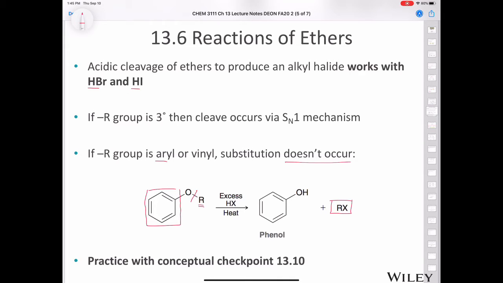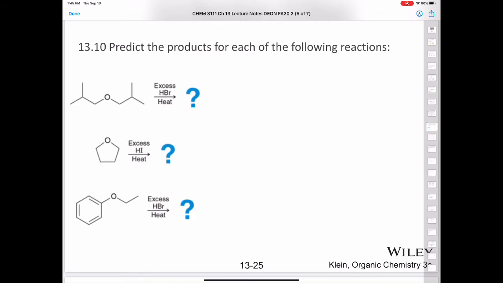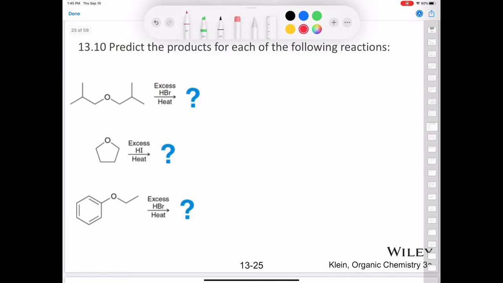Probably the best way to understand what happens in this reaction is to take a look at an example. Let's do that right now. It says here, predict the products for each of the following reactions. So if we take this symmetrical ether here, the one on the top left, and we treat it with excess hydrobromic acid and we heat it, what's going to happen? The easiest way to solve these problems is just to draw a line that shows the breakage of the bond between the oxygen and the carbon. So those are the two bonds that we're going to break.